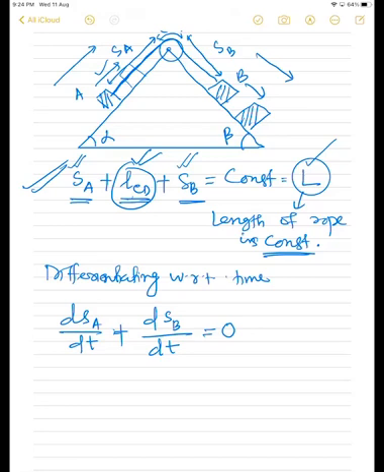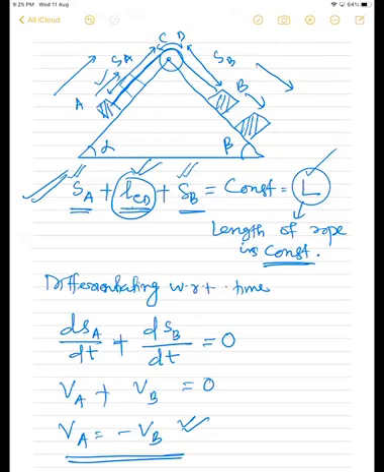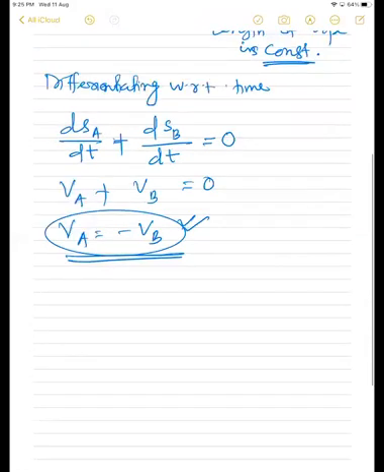That will literally give me velocity of block A plus velocity of block B is equal to 0, right? Yes or no? And velocity of block A is equal to minus velocity of block B. Yes or no, students? Velocity of block A is negative of velocity of block B, means what? The negative sign indicates that when block A has a velocity, let's say upward, then block B will have a velocity downward, right? Yes or no? That is the significance of this negative sign. Getting or not, students? Understood?